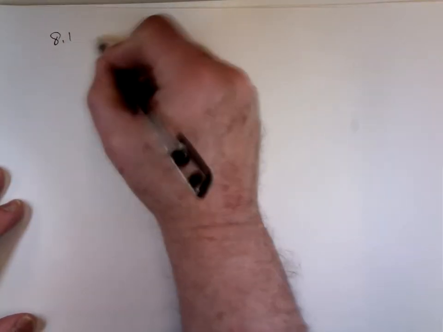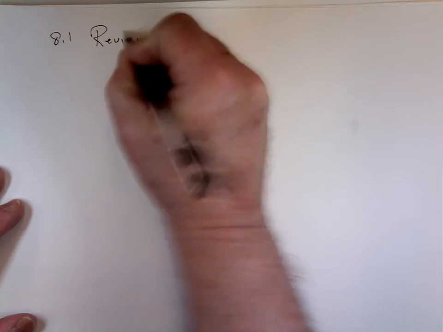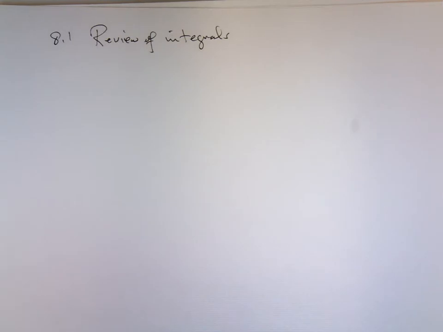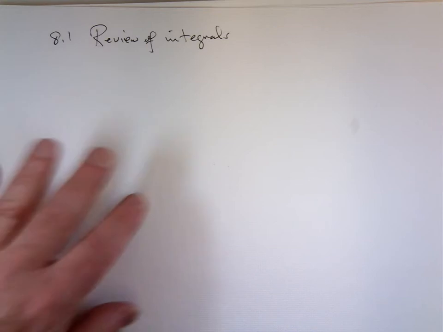Okay, 8-1. 8-1 is a review of integrals. What we're doing in this chapter is techniques of integration, methods of integration. The bottom line is, we're going to be given integrals in this chapter that you don't have the ability to immediately change into integrals that we already have, one of those integration forms. And I'm going to list all the integration forms you have right now. These are the integration forms you should know at this instant.